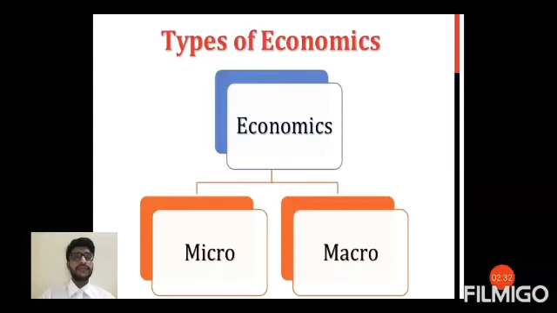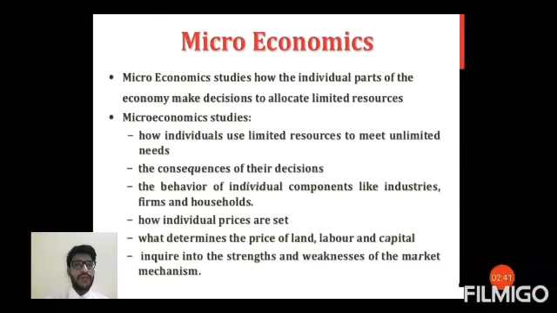Here are the types of economics. The first one is micro and the second one is macro. What is microeconomics? Microeconomics means the study of small individual units. Microeconomics studies how individual parts of the economy make decisions to allocate limited resources and meet unlimited wants.